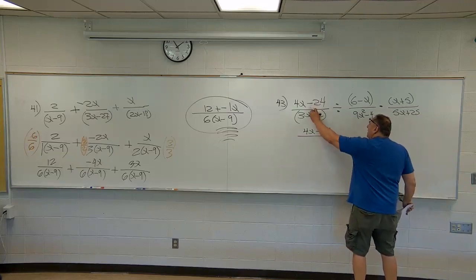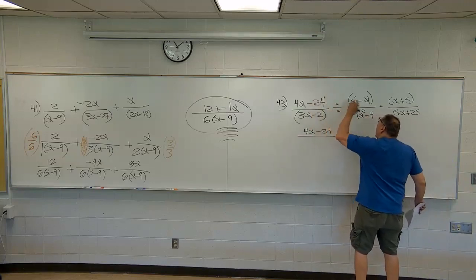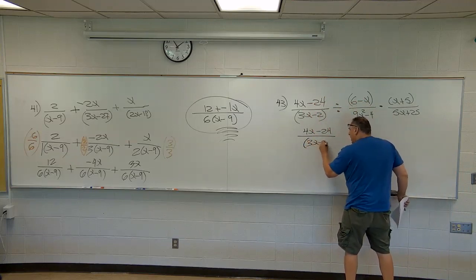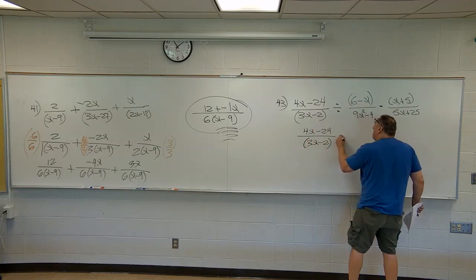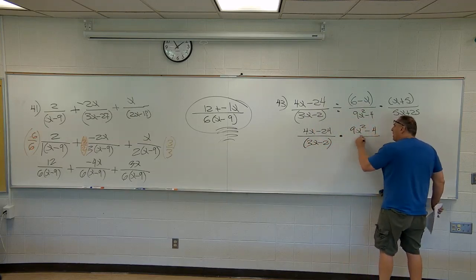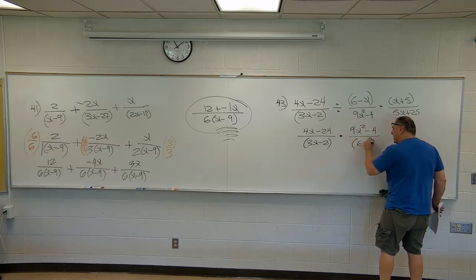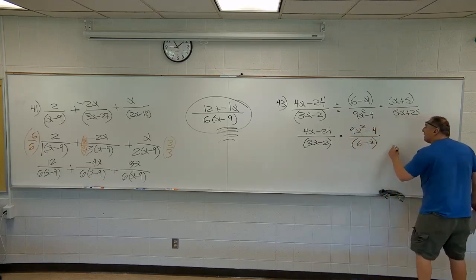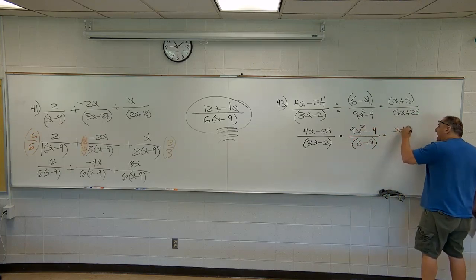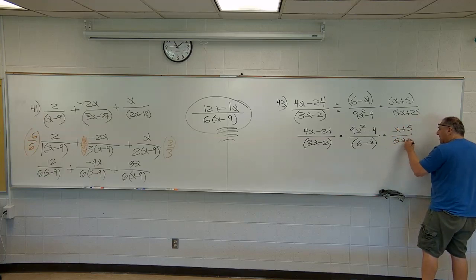A fraction divided by another fraction is the first fraction left alone multiplied by the reciprocal of the second fraction doing the dividing. This guy stays, and the multiplication is going to take place.